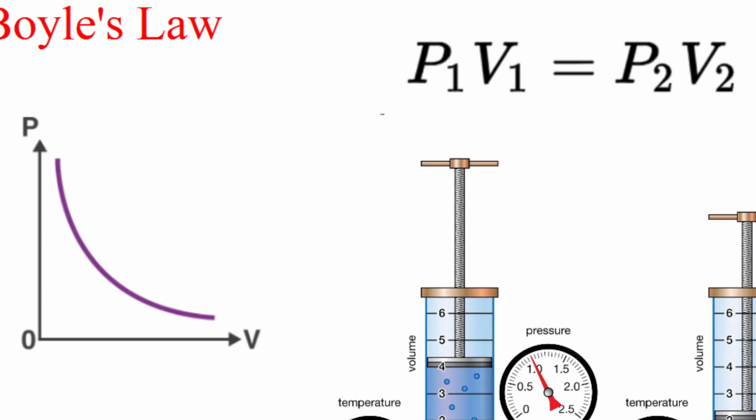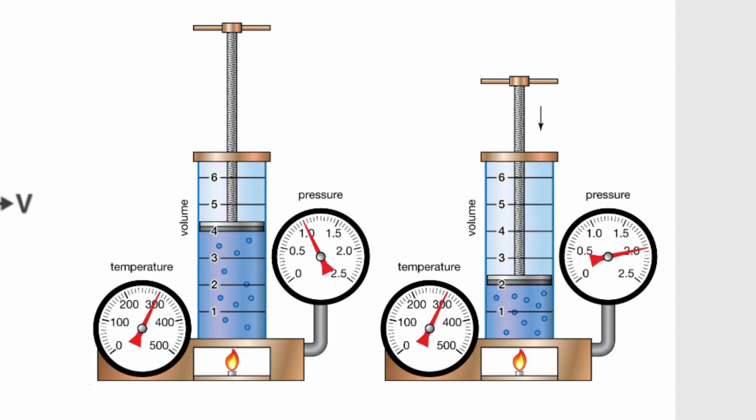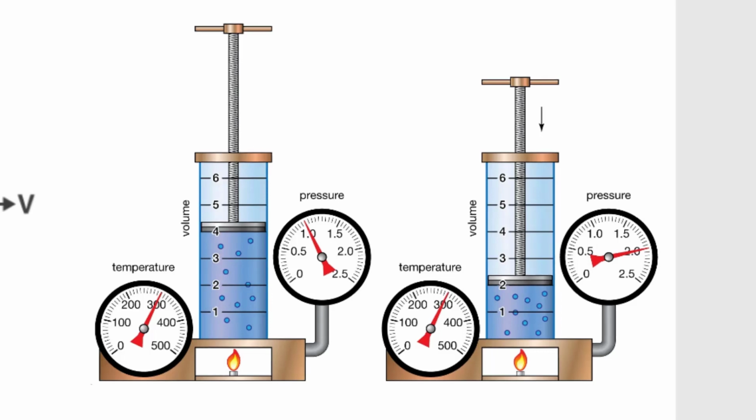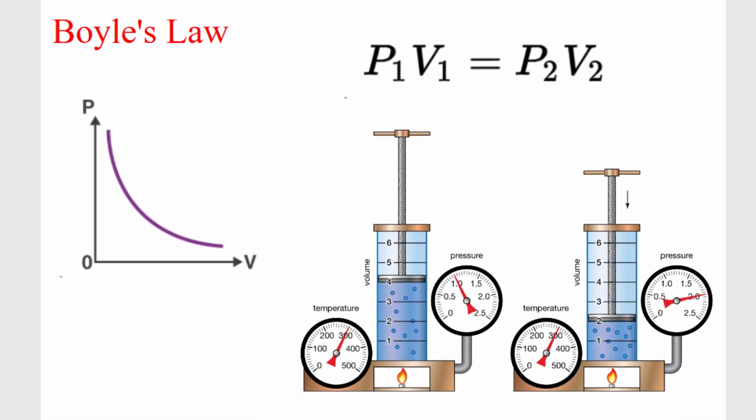And the volume of a gas is not the individual volume of the particles, but the size of the container it's in. So as you can see, as the volume of the container gets smaller, the pressure goes up because there's less space for the particles to move, and so the particles collide with the sides of the container more, and therefore the pressure increases. So as the volume goes down, the pressure goes up, and that is an inverse relationship for Boyle's law.